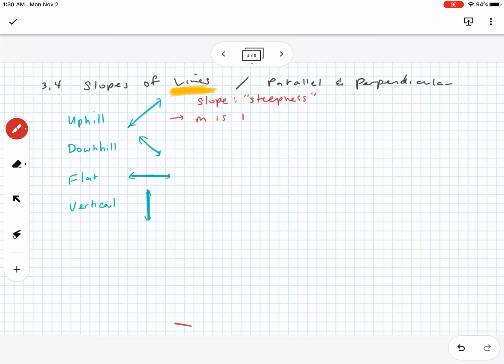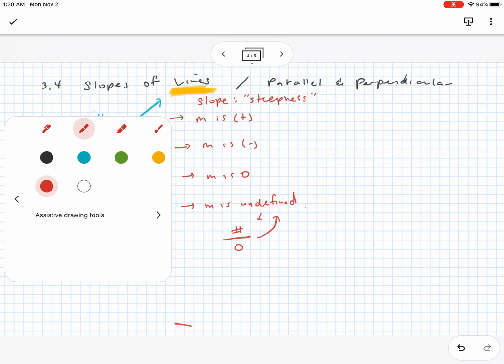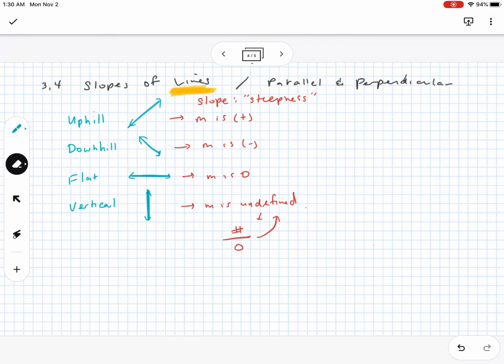In this case, for uphill, we would say that the slope is always going to be positive, right? Because on an uphill graph, we're going up, in the positive direction. For a downhill, we would say that the slope is negative. For a flat, we would say that the slope is 0. And for a vertical graph, we would say that the slope is what we call undefined, because what will commonly happen here is we'll get some number over 0 for slope, and so the number is undefined because you can't divide by 0.